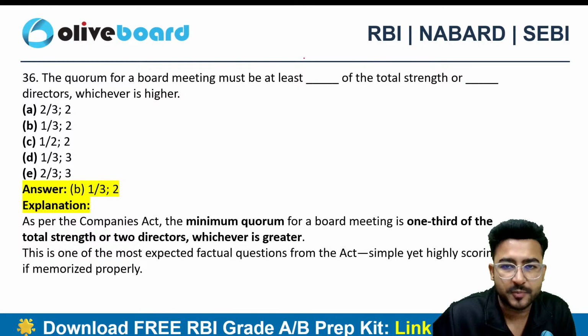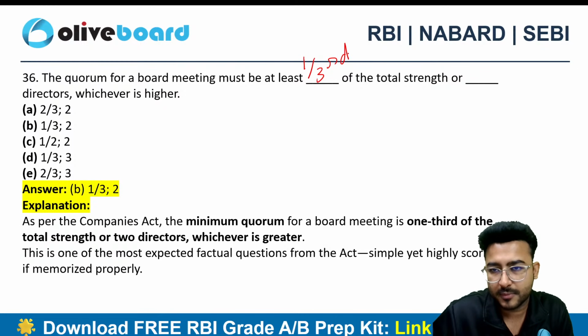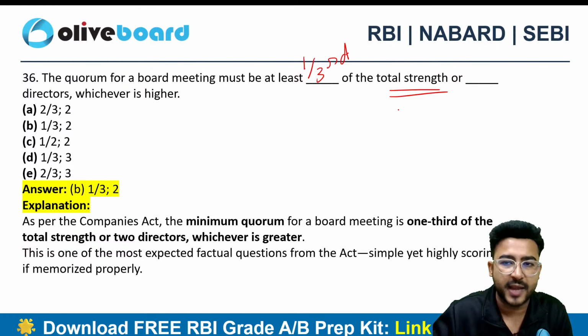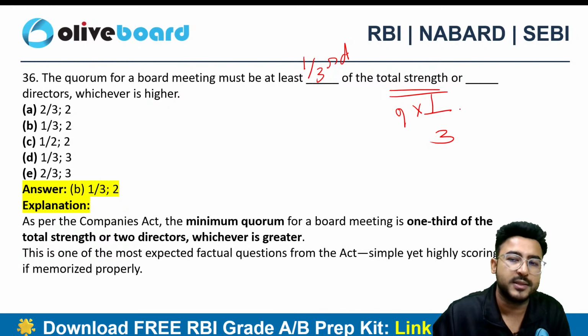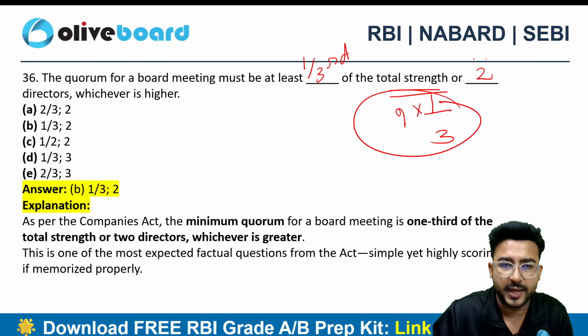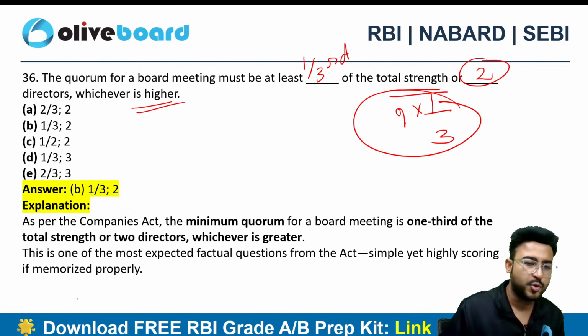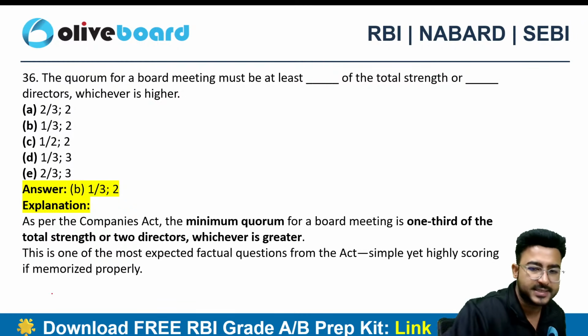The quorum should be at least 1/3 of the total strength, right? If I have total strength of 9, my quorum will be 1/3 of it. Or minimum 2 directors, whichever is higher. At least I need 2 directors to continue the meeting, right?